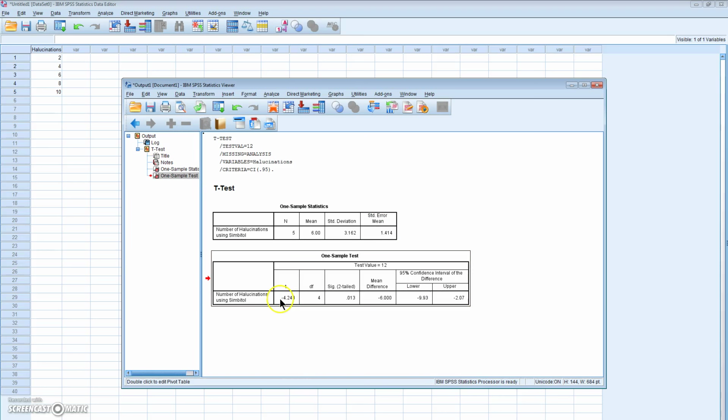Down here you have the data that you're looking for to know whether the t-test was significant. You have your t-value of negative 4.24 at 4 degrees of freedom, and the p-value, the significance level for a two-tailed test, is 0.013. This p-value is less than 0.05, so I say that this mean is significantly lower than the mean of 12 that we were comparing it to. And we would therefore reject the null hypothesis.